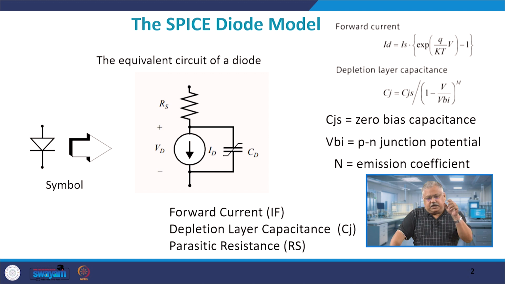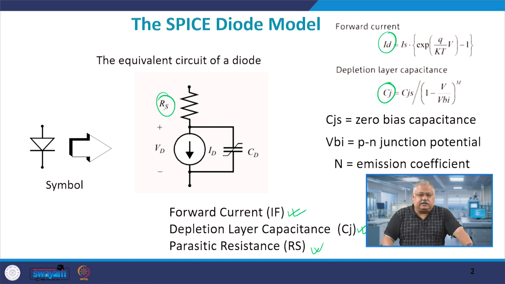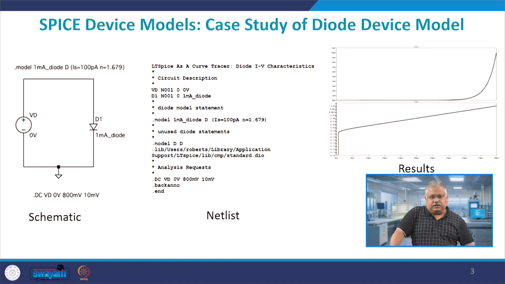V built-in is basically the voltage required by the electron to cross the depletion region from the n side to the p side. So, the minimum amount of potential required to cross the hill is basically my depletion region. There are 3 components here. One is the forward current, which is this one, then the depletion layer capacitance, which is this one, and of course the parasitic resistance, which is this one. The parasitic resistance takes into account all the resistance of the diode in a special sense.